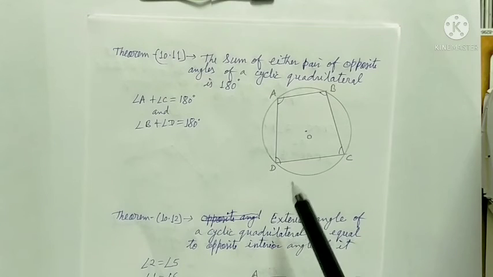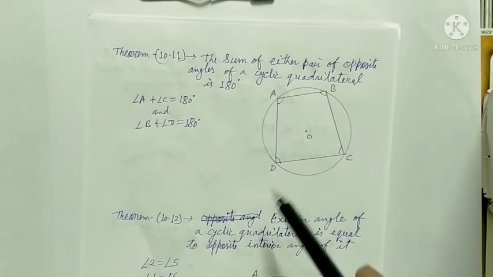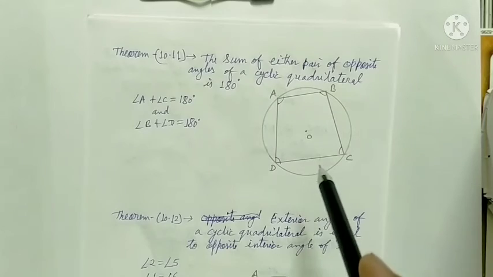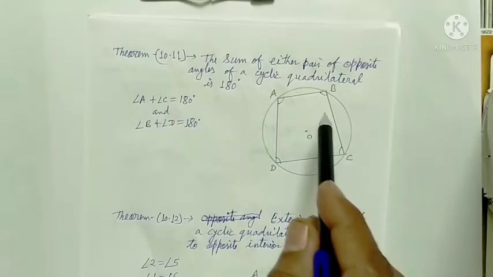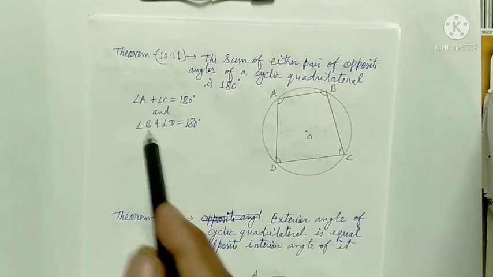If a quadrilateral has opposite angles supplementary, the sum of opposite angles being supplementary, then definitely this quadrilateral is a cyclic quadrilateral, meaning a single circle can be drawn through all four vertices. That's why it is a cyclic quadrilateral. So you should remember this property.